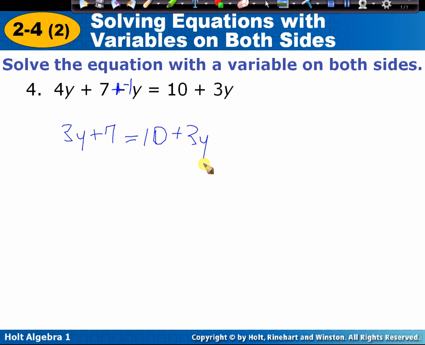So for this problem, I'm going to move this 3y, and I'm going to say minus 3y, which cancels, and minus 3y, which cancels. And that leaves me with 7 equals 10. Notice that my variables totally canceled out. They're now 0. They're gone. I have a statement, 7 equals 10. That is not a true statement. 7 does not equal 10. So we call this a contradiction.